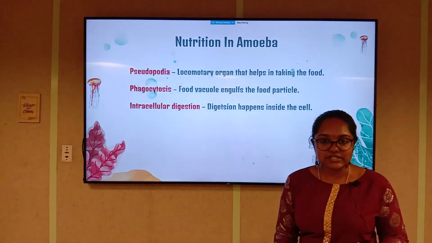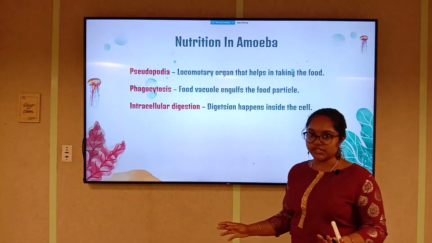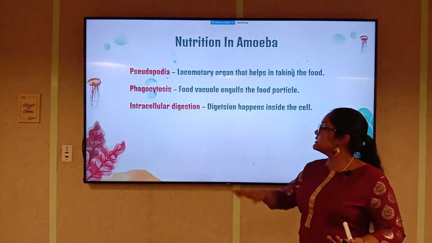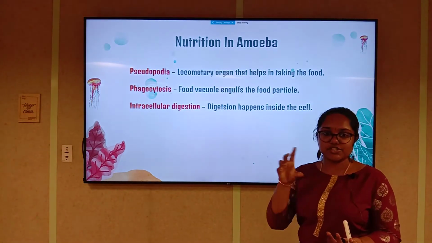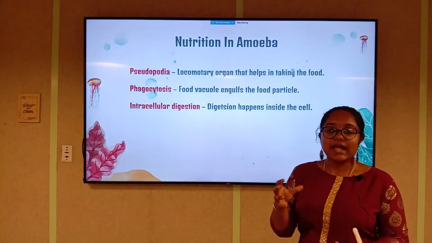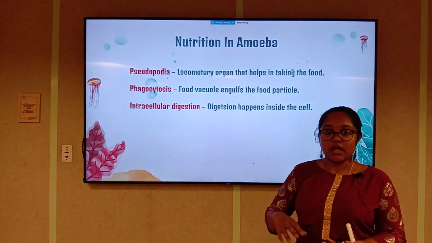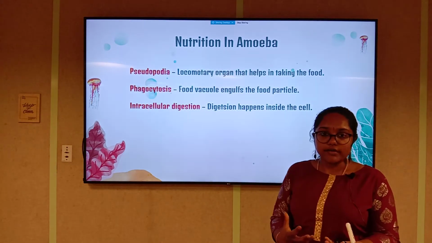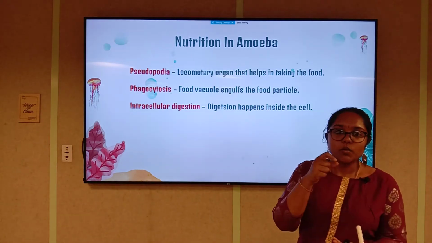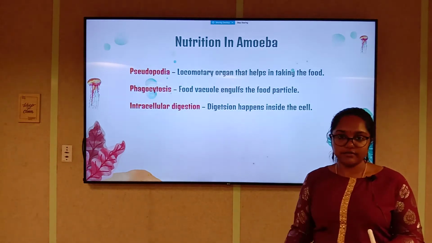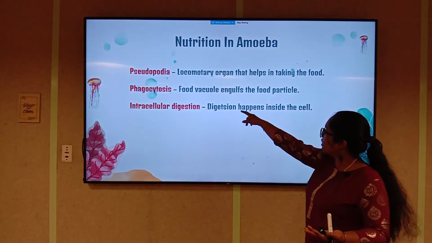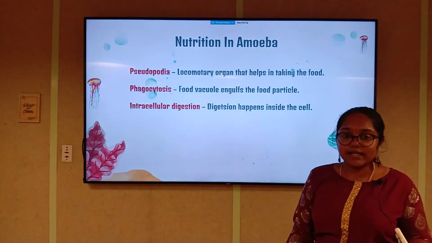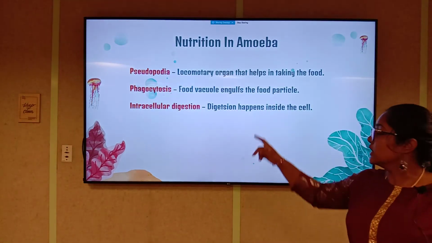Like you know already, amoeba is a one-cell body. It doesn't have different structures in it to perform different functions. With what it has, it manages everything around it. Likewise, there is something called pseudopodia, which literally means false feet, helps it in moving around. Now this organ temporarily acts as an organ which helps to grab the food when the amoeba is about to perform nutrition. That is why I have mentioned the term locomotory organ, that helps in taking the food. It also helps in taking the food, but mainly it is a locomotory organ.